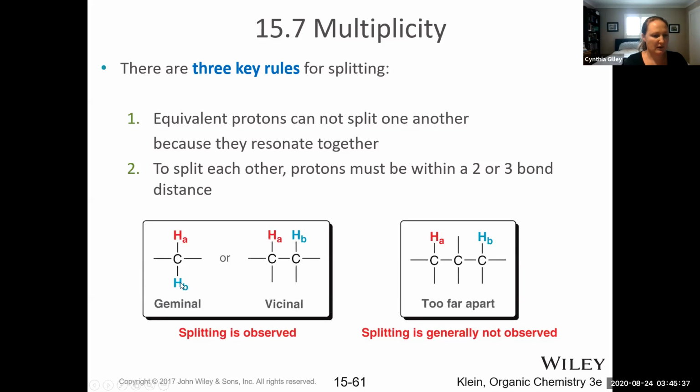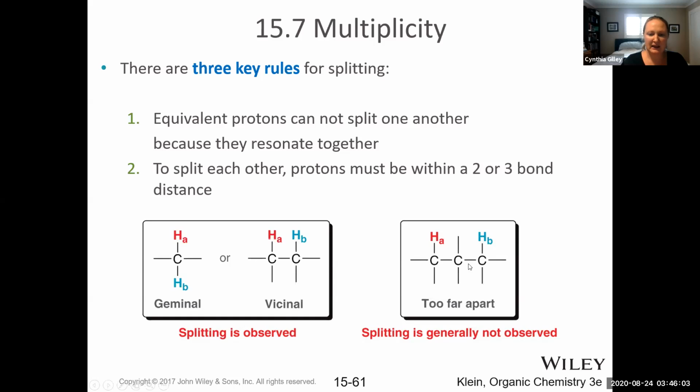Or geminal, which means attached to the same carbon, but this is only possible when you have diastereotopic protons. So diastereotopic protons are two protons attached to the same carbon, so part of a methylene that's next to a chiral center. In that case, these would not be equivalent and they would split one another.